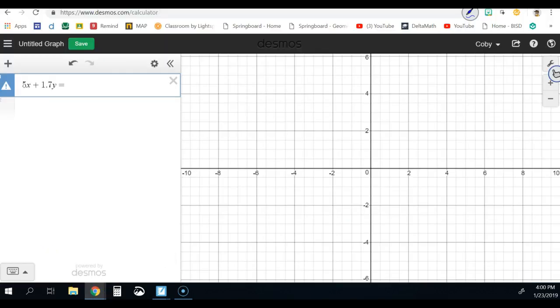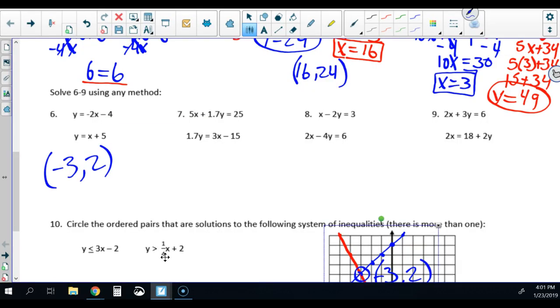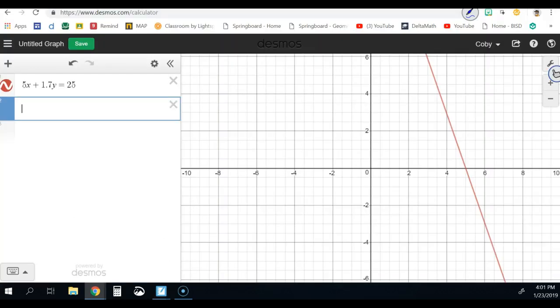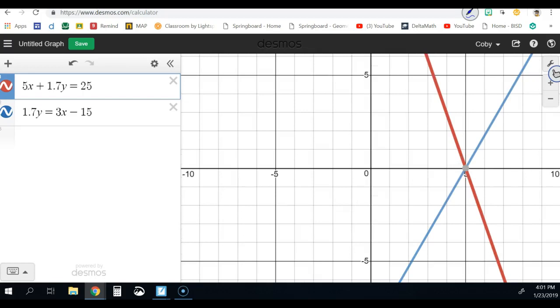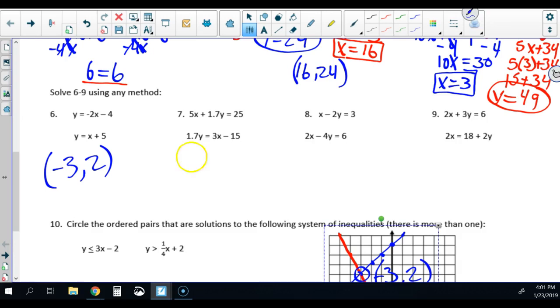That gives me this red line. Next equation. 1.7y equals 3x minus 15. So here are my two lines. I can tell where they intersect right there at 5, 0. So there's your answer, 5, 0. Number 8, x minus 2y equals 3, 2x minus 4y equals 6.